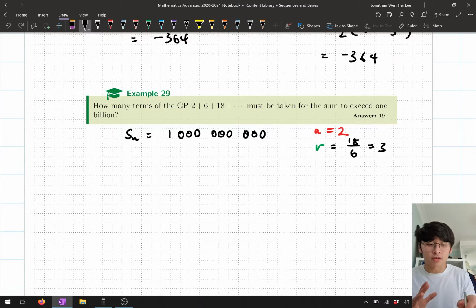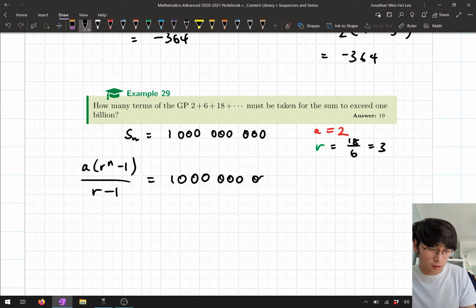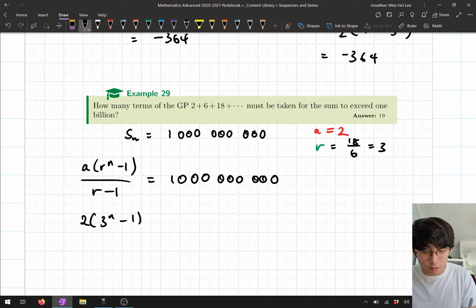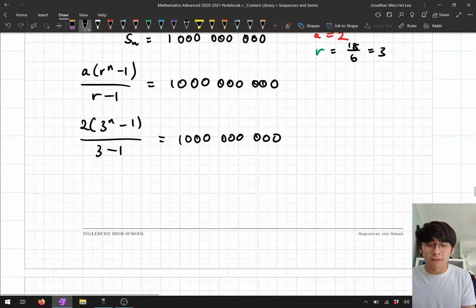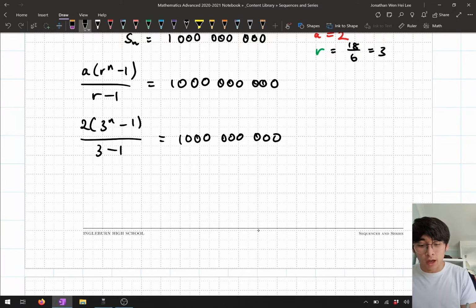And so I can write all this into my partial sum of a geometric progression equation. Here the formula was a times (r to the power n minus 1) over r minus 1, and I want to solve this equal to 1 billion. So I can sub in those values. a is equal to 2, so this becomes 2 times (3 to the power n minus 1) over (3 minus 1) is equal to 1 billion. Okay, we can start simplifying this. If you have a look at the bottom, I've got 3 minus 1, that becomes 2.